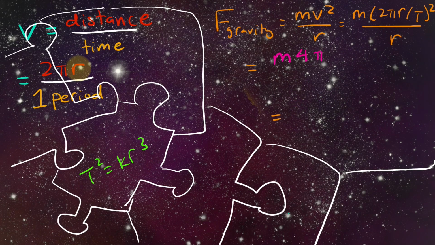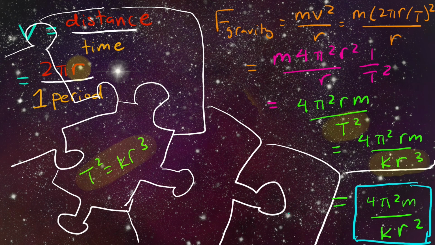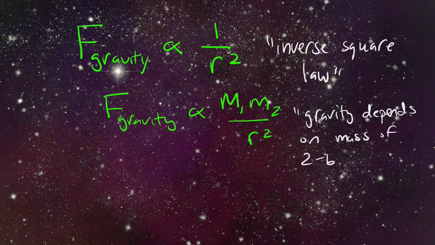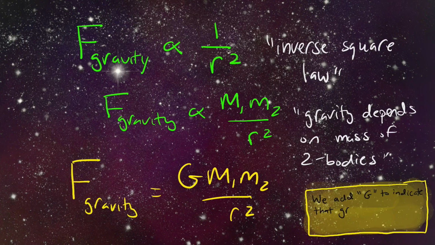Putting all these pieces together, we find out that the force of gravity is proportional to 1 over the squared orbital radius. Now, knowing that gravity depends on the mass of 2 bodies, we have now successfully derived Newton's formula for gravity.